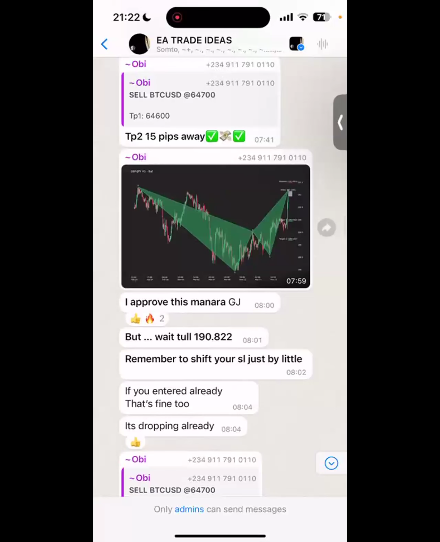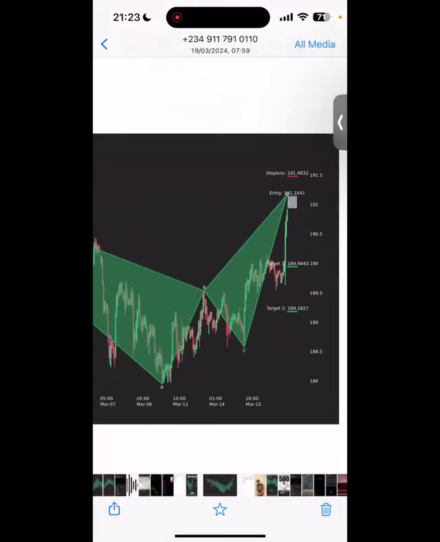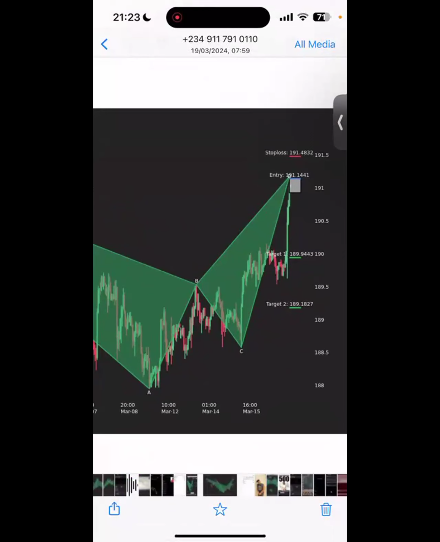So now, how do I know what this trade idea is? Because here it was not written. I approved this Manara GJ. Remember? Okay, so enter the picture, come into the image. Another way to tell if it's a sell or a buy is if your stop loss is above your entry. We can see that the stop loss is above the entry. So this is a sell.